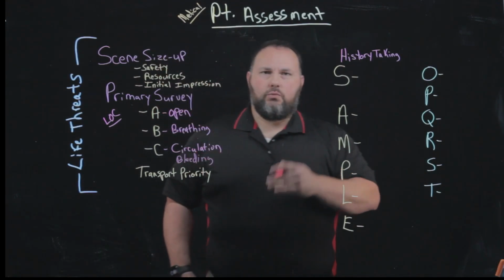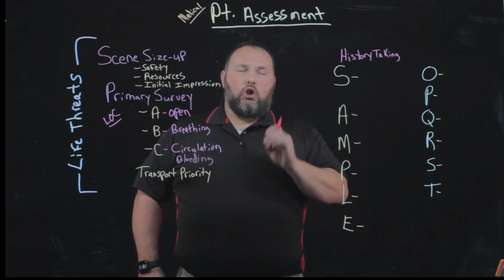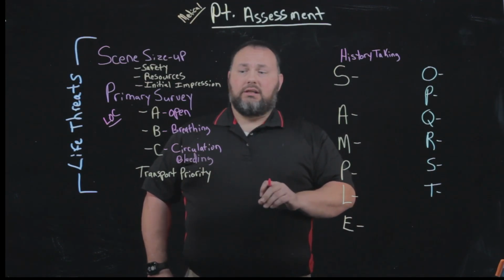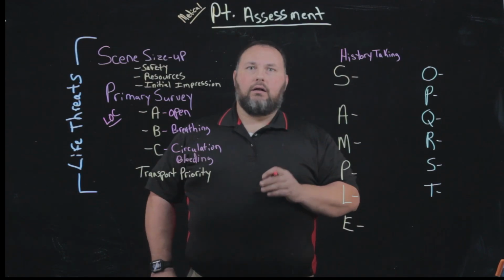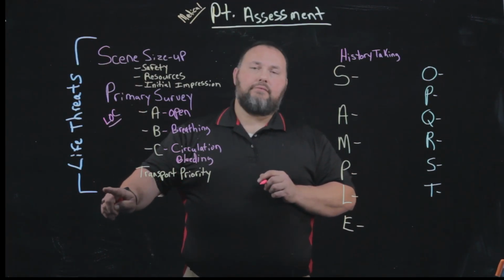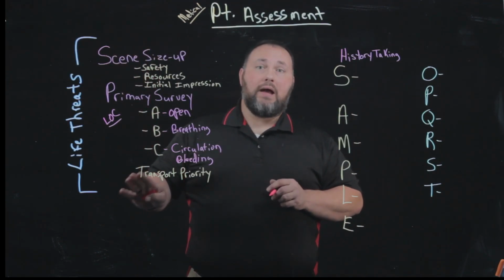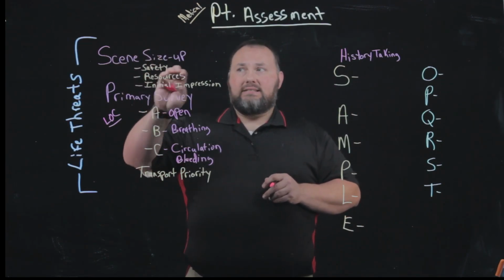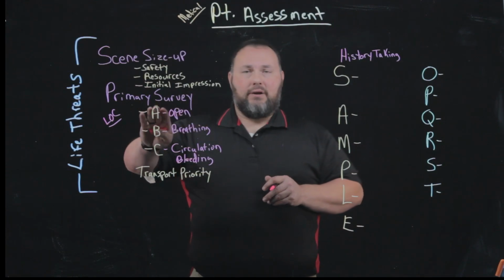So in the circulation, we're going to add the bleeding in. Look for any life-threatening hemorrhaging. If they're bleeding anywhere significantly, fix that. All these things are life threats. When you find them, you have to fix them. That is the scene size up and primary survey.